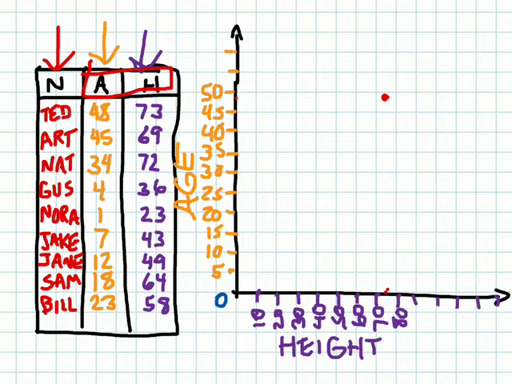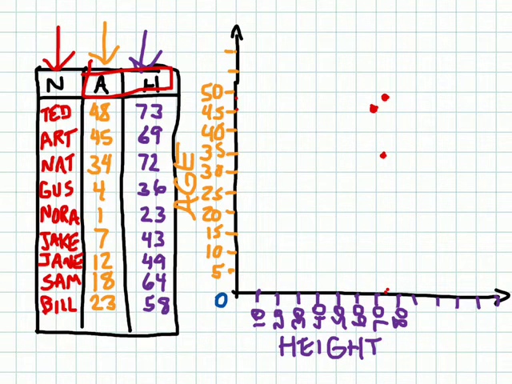I'm going to do the same thing for Art. 45, 69. So I'm going to find my 45, which is easy. I'm going to find my 69, which is also pretty easy because it's just a little less than 70. And I'm going to put a dot in for that one. Okay. Now I'm going to do Nat. I'm going to find my 34 for age, which is just under 35. And I'm going to find 72. And I'm going to put a dot maybe right here.